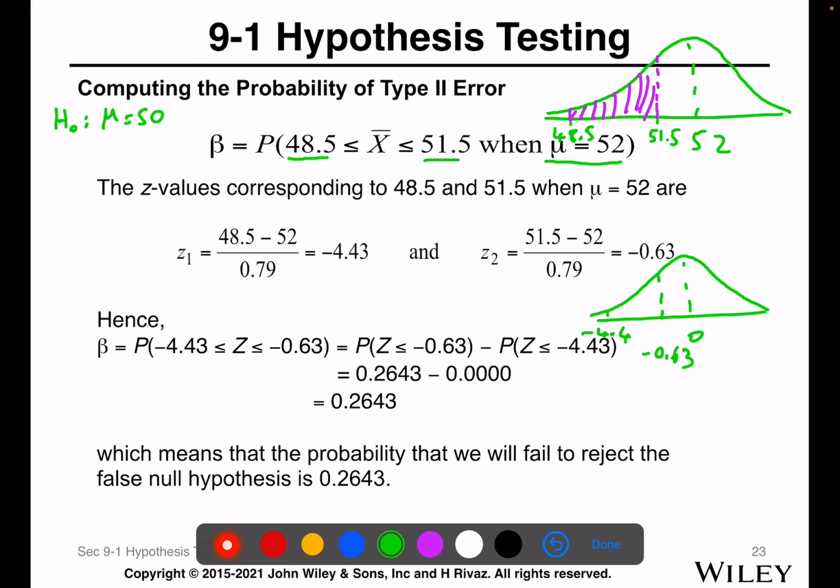The table doesn't have numbers smaller than minus 4, and there's a reason for that, because those numbers are pretty much 0, right? So this is 0, this is 0, and then for minus 0.63, we get 0.26, right? So that means that the probability that we fail to reject the false null hypothesis is 26%, a relatively large probability.